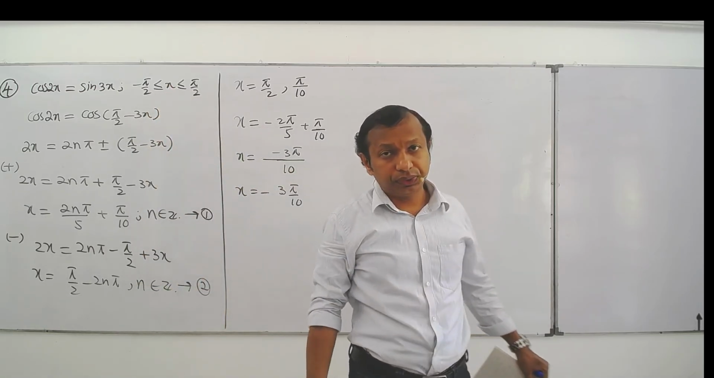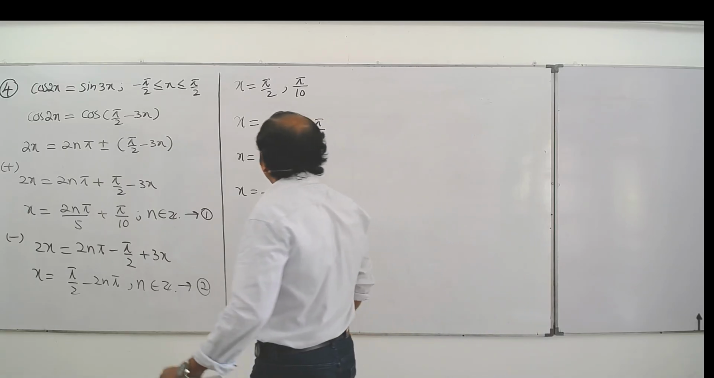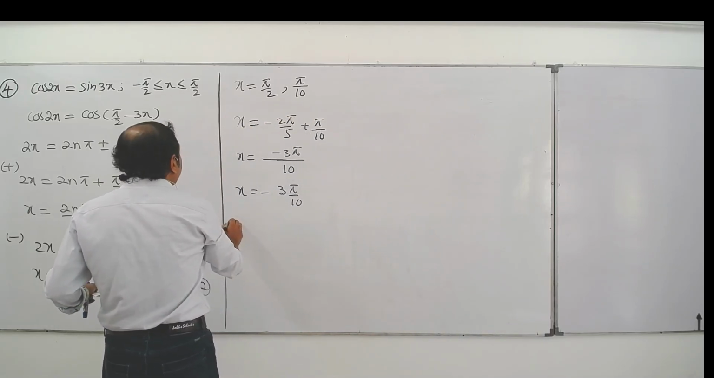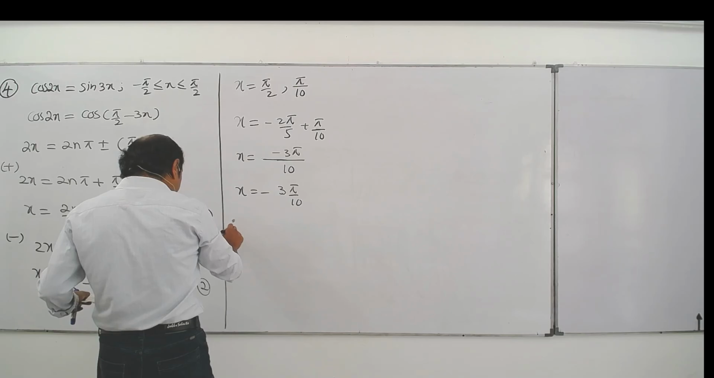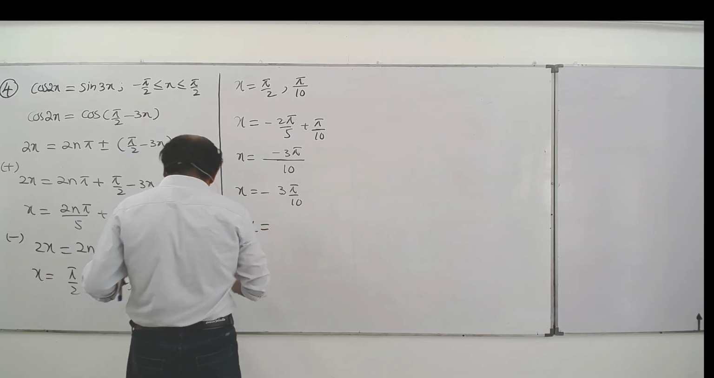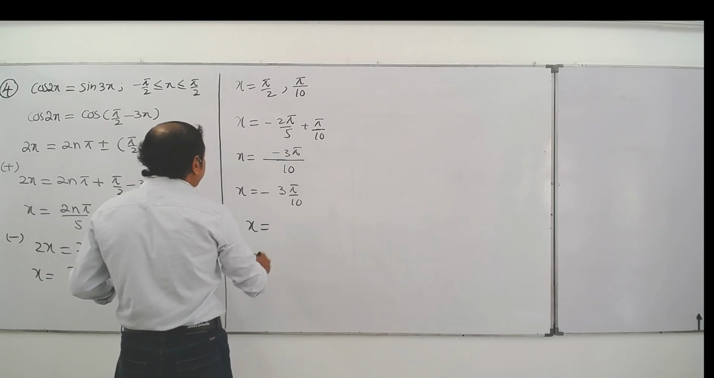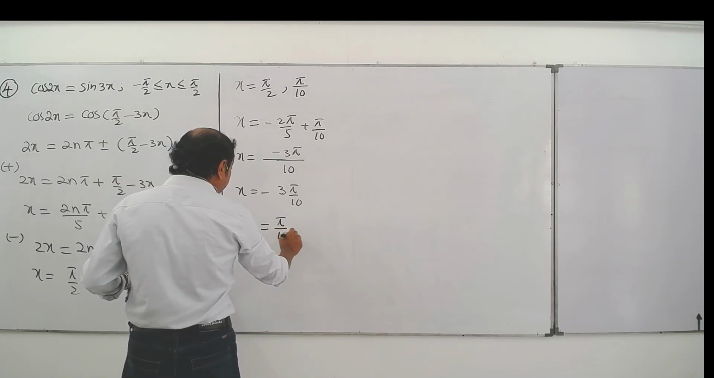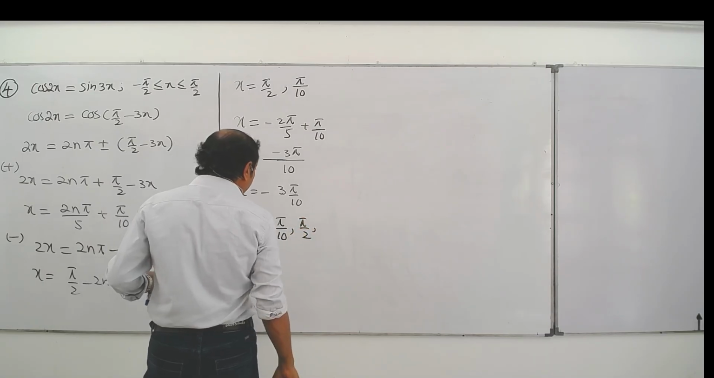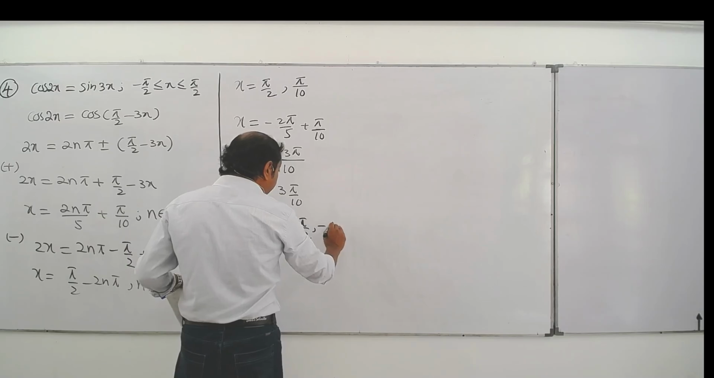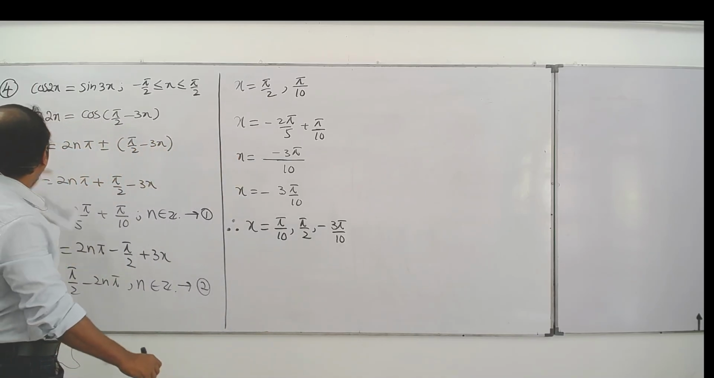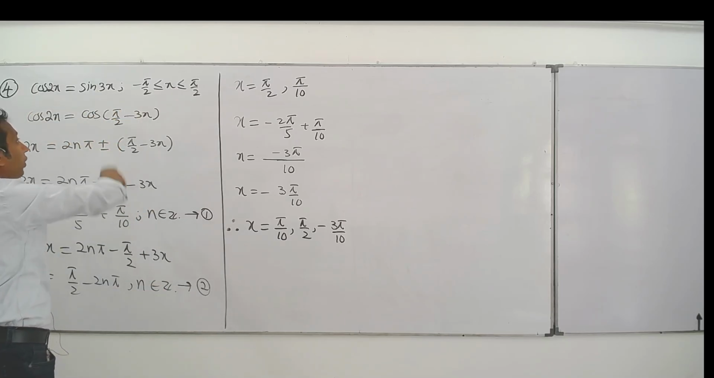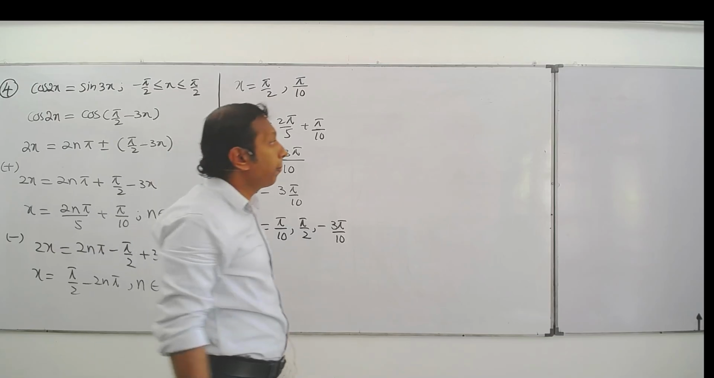Therefore, only 3 solutions, right? And then we can write the solutions are 3. Hence, the 3 x values are pi by 10, that means 18 degrees, pi by 2, 90 degrees, and minus 3 pi by 10, meaning minus 54 degrees. They are the 3 solutions for this equation in between minus 90 and plus 90, okay? Right.